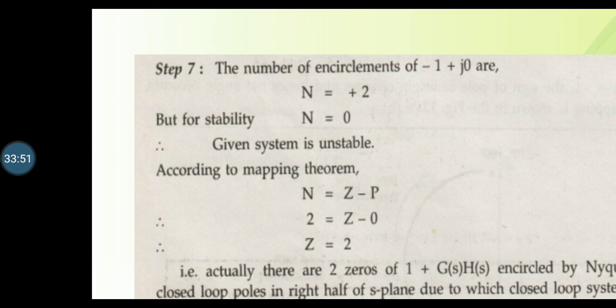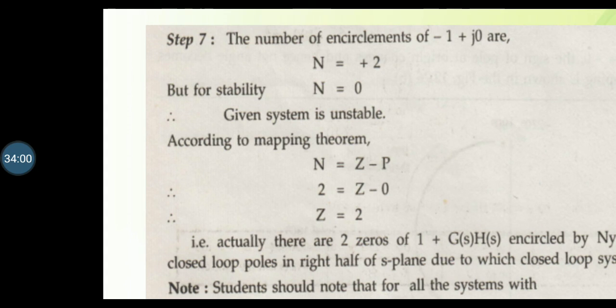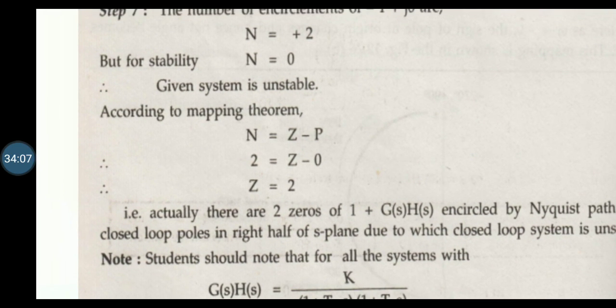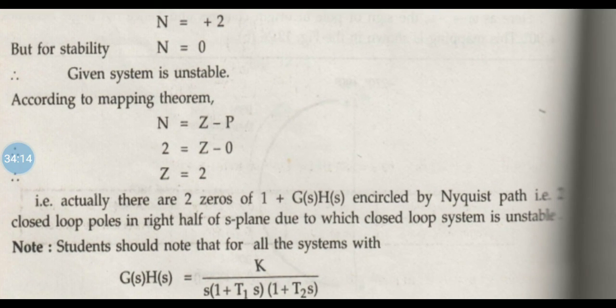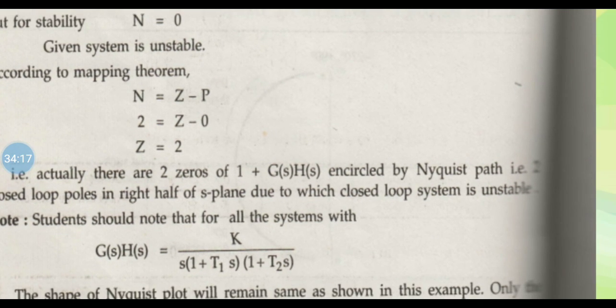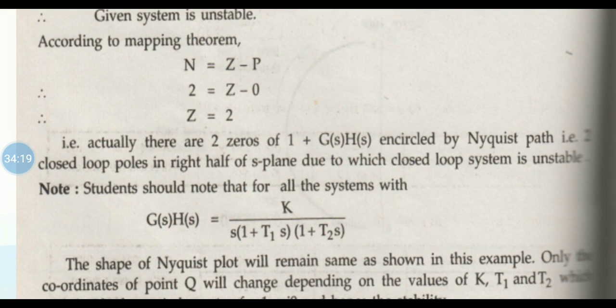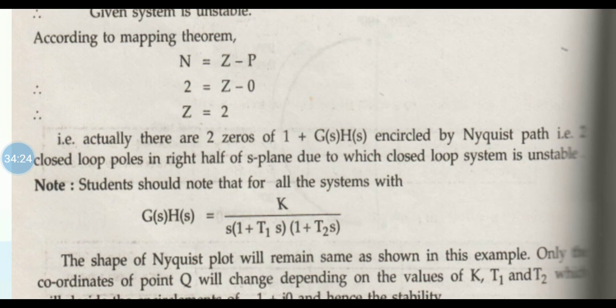The number of encirclements of minus 1 plus j0 is N equal to 2. But for stability, N must be equal to 0. So the given system is unstable. According to the mapping theorem, N is equal to Z minus P. So N is 2, Z is to be found, P is 0, so Z is equal to 2. Actually, there are two zeros of 1 plus G(s)H(s) encircled by the Nyquist path. That is two closed loop poles in the right half of the s plane, due to which the closed loop system is unstable.